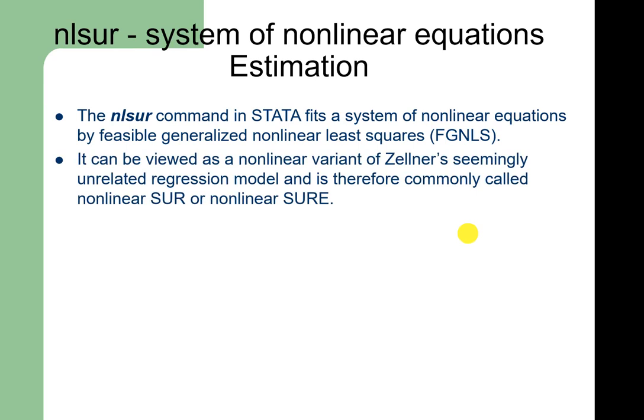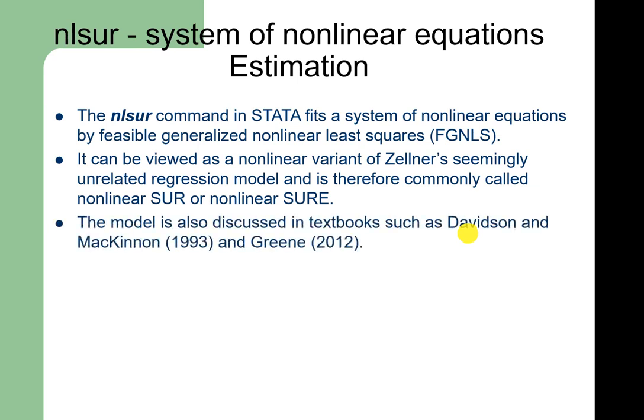This can be viewed as a nonlinear variant of Zellner's seemingly unrelated regression model, and therefore it is commonly known as nonlinear SUR or nonlinear SURE. SUR is the abbreviation of seemingly unrelated regression, and SURE is the abbreviation of seemingly unrelated regression equation. This model has also been discussed in a number of textbooks, including Davidson and MacKinnon and William H. Greene.